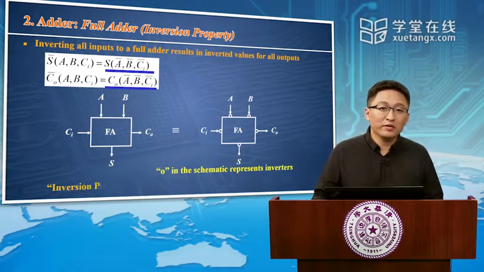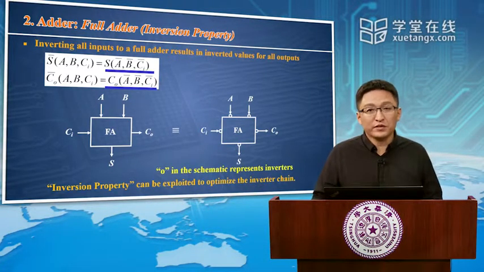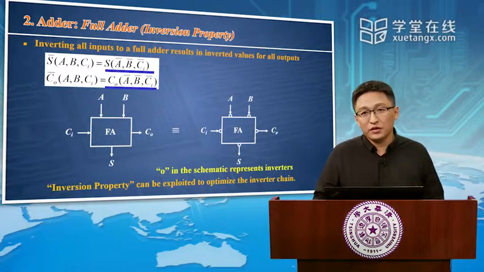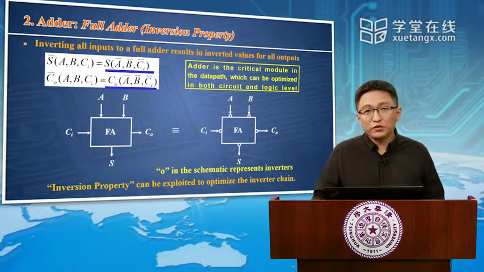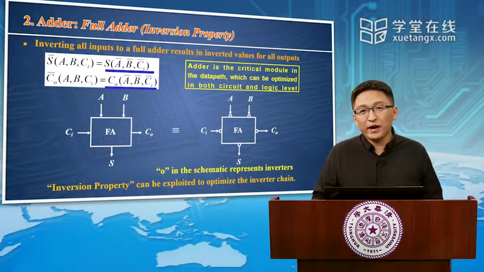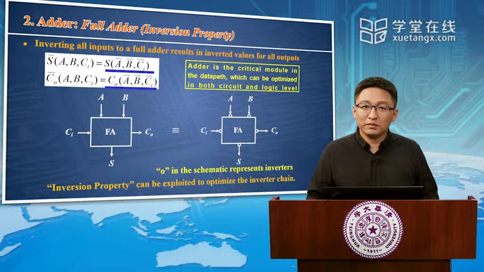Later we will see the inversion property could be used to optimize and increase the performance. We know that the adder is actually the critical module in the data path. I will introduce the multiplier next time, but the multiplier is actually composed of adders. So the adder is the critical module in the data path, which could be optimized at both circuit level and logic level. I will introduce that later.